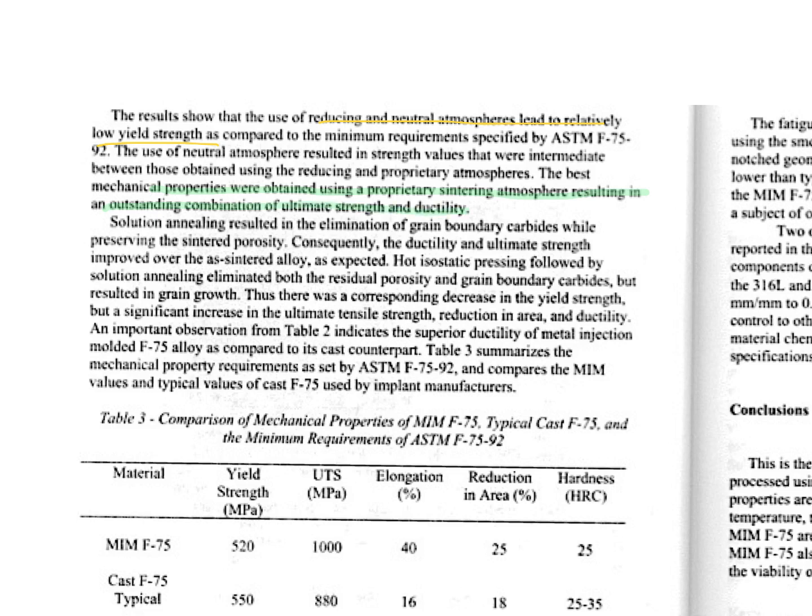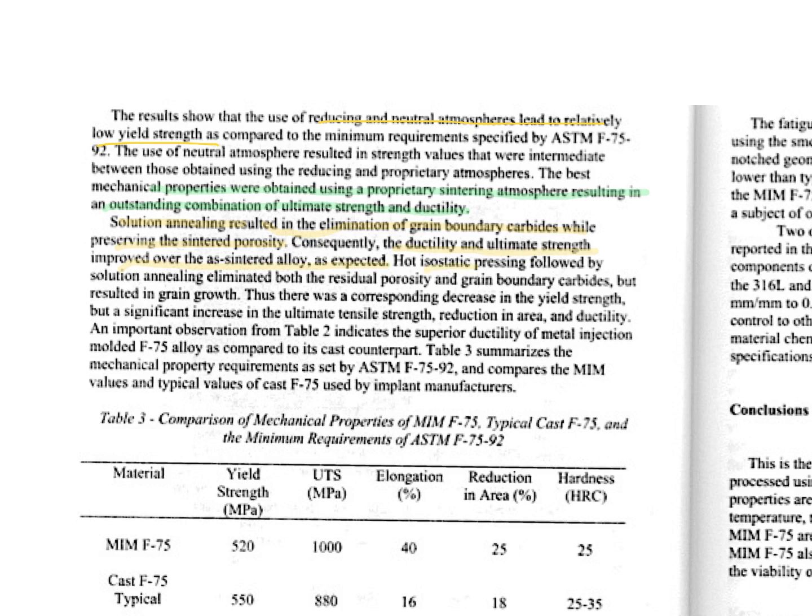and ductility. And then, as before, solution annealing, which we know can be necessary, results in the elimination of grain boundary carbides while preserving the sintered porosity. So you get to the porosity you want, and then you start removing grain boundary carbides if you sit there at a high enough temperature for long enough. And so consequently, the ductility and ultimate strength improved over the as-sintered alloy as expected.